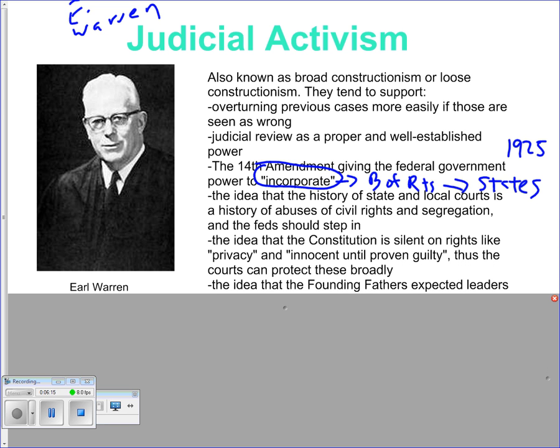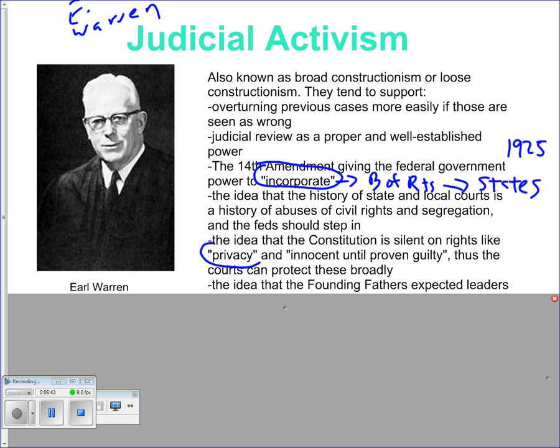Moving down here, judicial activists also believe that state and local courts have a history of abuses of civil rights, so the federal government should step in. That's why they would overturn lower court decisions and state laws and federal laws. They believe the Constitution is silent on privacy and innocent until proven guilty, so the courts can protect these more broadly. That's where your loose interpretation comes in.